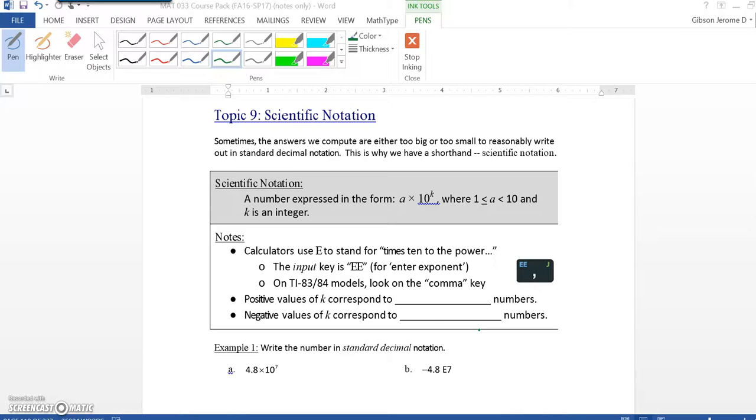Notes: calculators use E to stand for times 10 to the power. The input key is EE, for enter exponent. On the TI-83/84 models, look on the comma key.